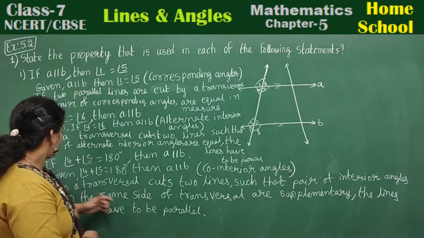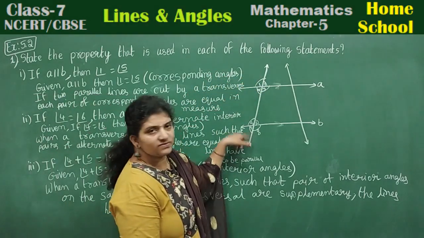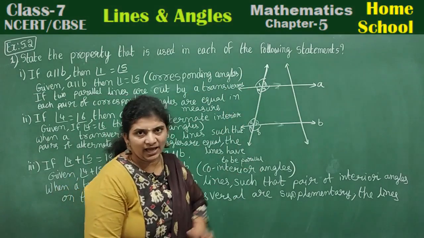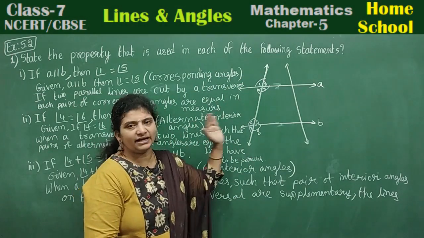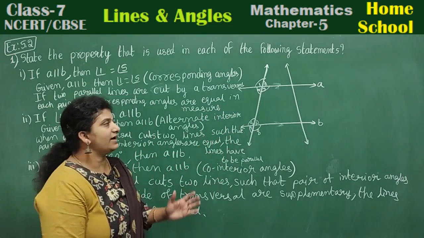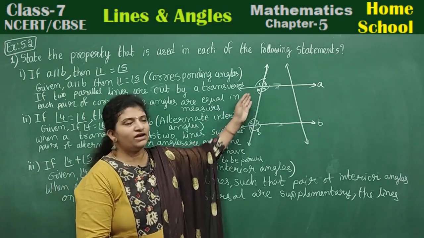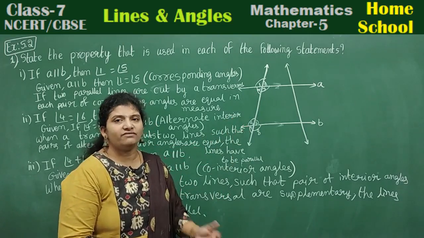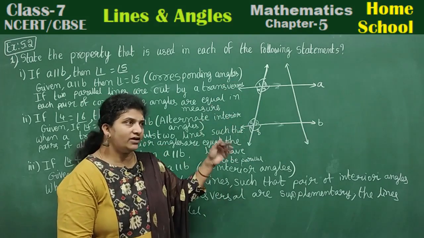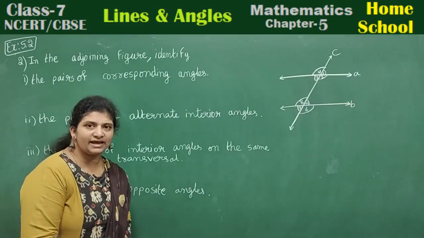So let's read the statement once again. When a transversal cuts two lines such that a pair of interior angles on the same side of the transversal are supplementary, then the lines are parallel. If they are supplementary, that means angle 4 plus angle 5 is equal to 180. Then we say that these two lines are parallel. If two lines are parallel given, you can say that statement. Right? Is this clear?